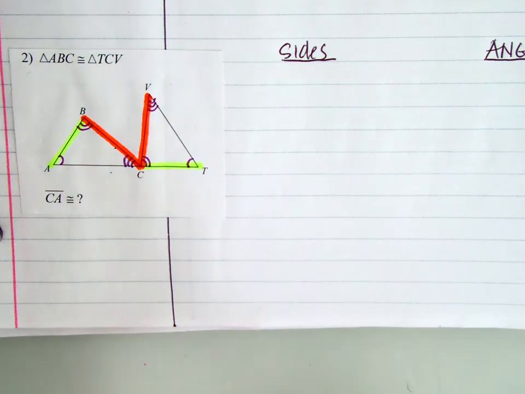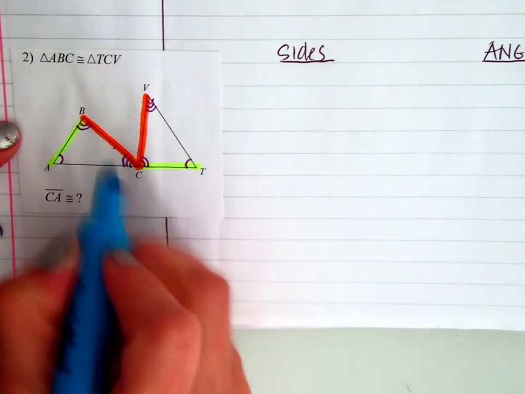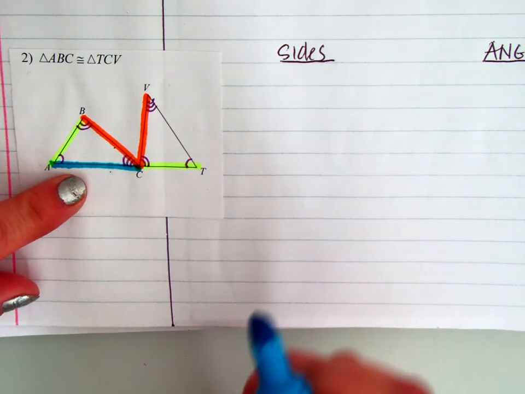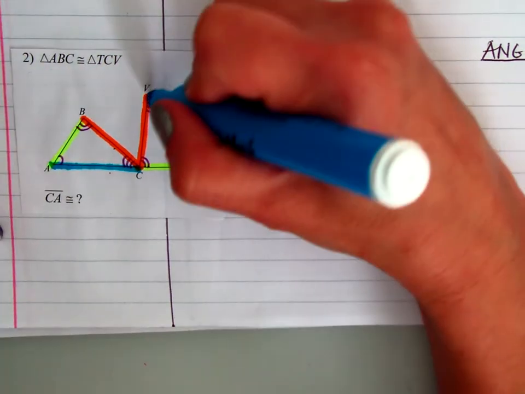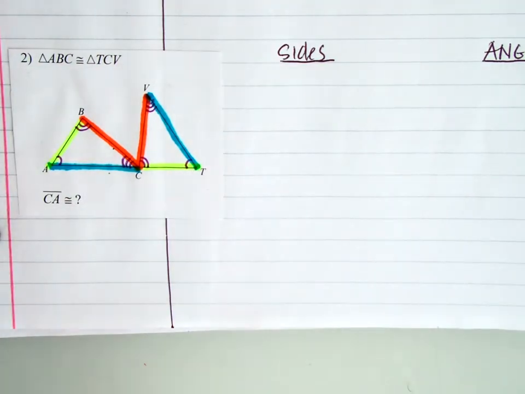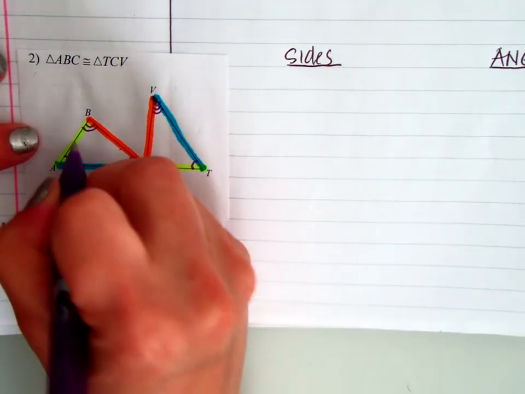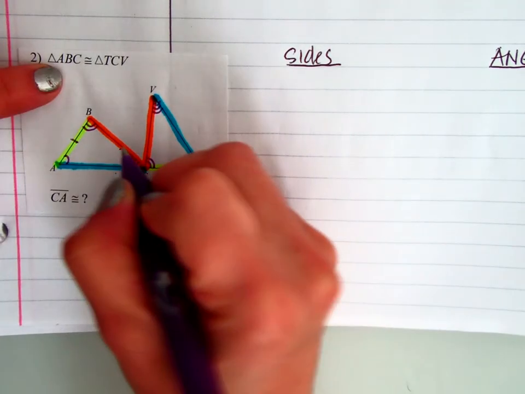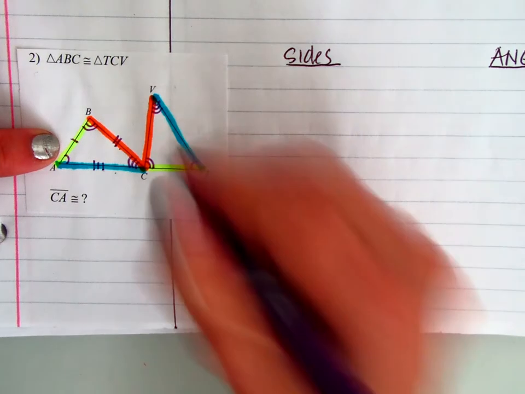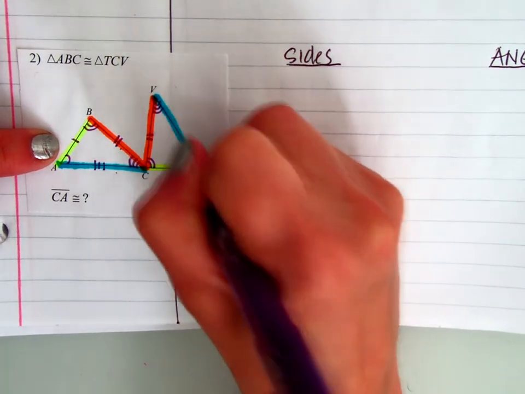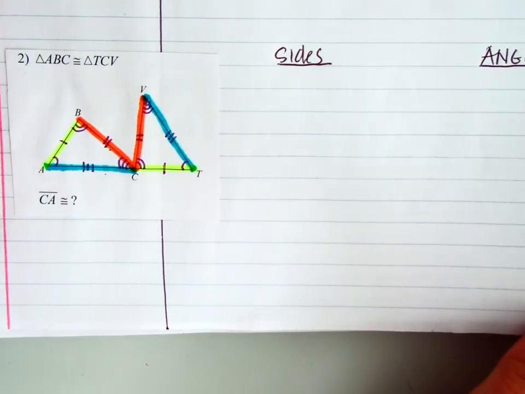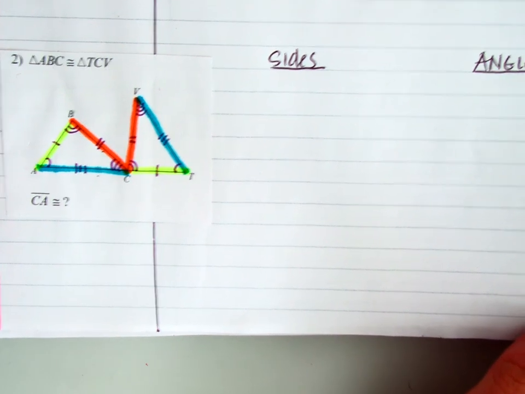And the last side, side CA, I'm going to highlight in blue. And that one corresponds with side VT, and that one's going to be blue. Okay. So again, I'm going to just give it the marks. So AB has 1 mark, BC has 2 marks, and CA has 3 marks. And now I'm going to match up those marks with the corresponding sides here. Now it shouldn't be very difficult to find the corresponding sides and the corresponding angles.